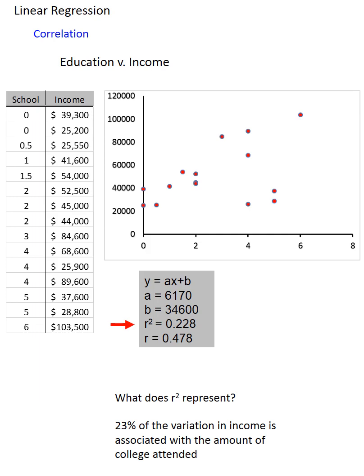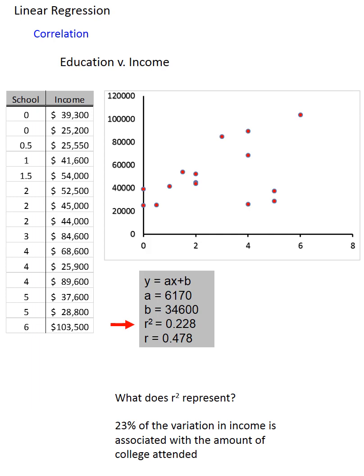Notice that r squared is 0.228, which is about 22.8%. Let's round that to 23 just for conversation's sake. That means that 23% of the variation in income can be associated with the amount of college attended. In other words, there are all these things that affect individual incomes. And college attendance, or the number of years of college, seems to have 23% of the influence.